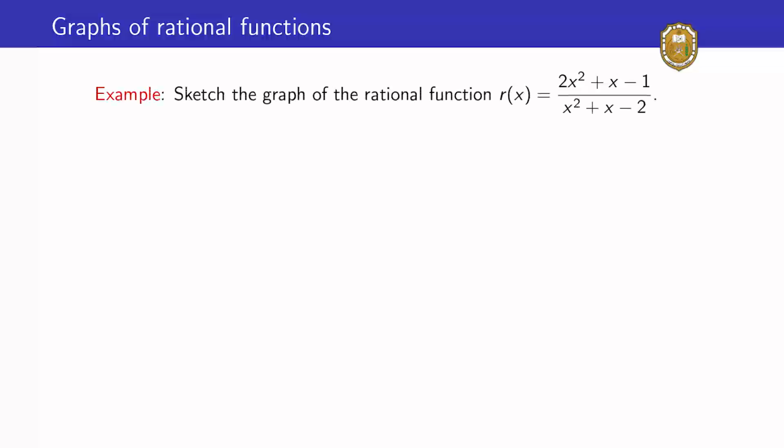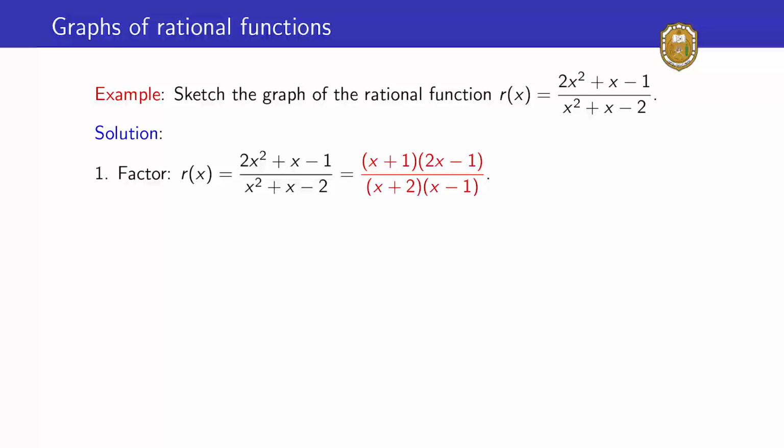The first example is we are required to sketch the graph of the rational function R(x) = (2x² + x − 1)/(x² + x − 2). So step 1, we factor the rational function R as indicated here. We have the factors of the numerator as (x + 1)(2x − 1), and the factors of the denominator as (x + 2)(x − 1).